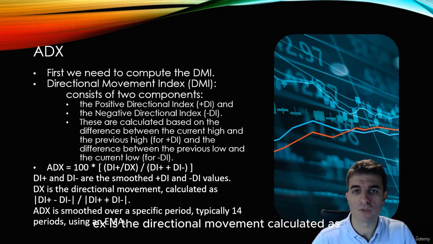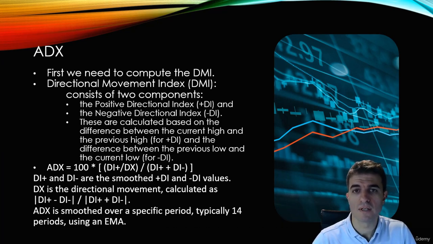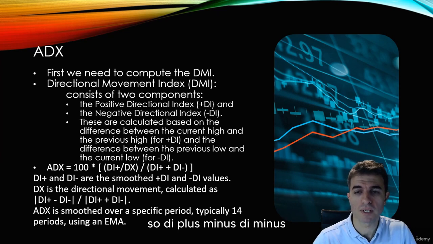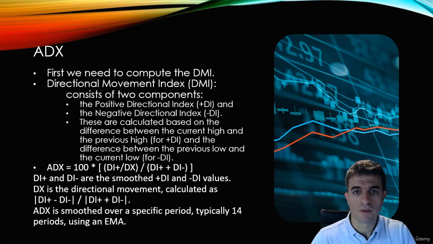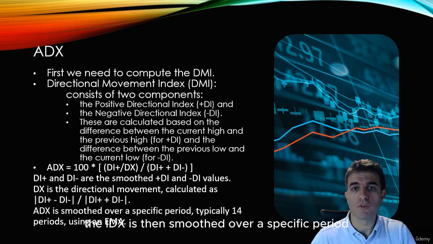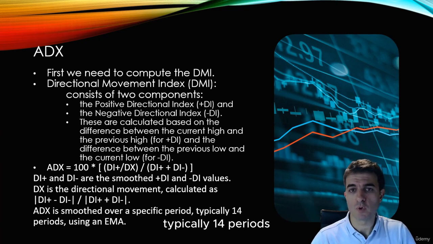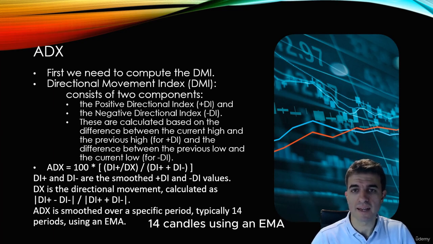DX is the directional movement calculated with the formula: DI plus minus DI minus, divided by DI plus plus DI minus. So the ADX is then smoothed over a specific period, typically 14 periods, 14 candles, using an EMA.